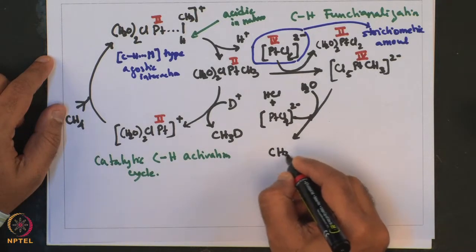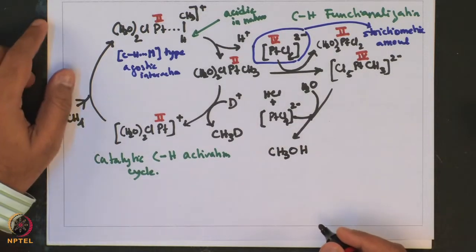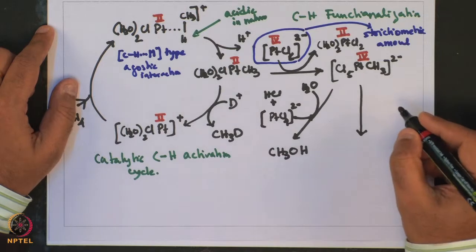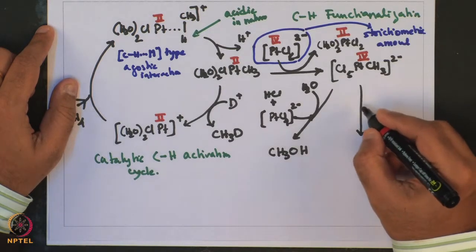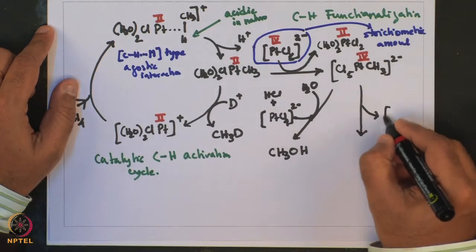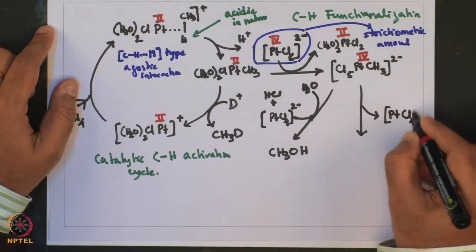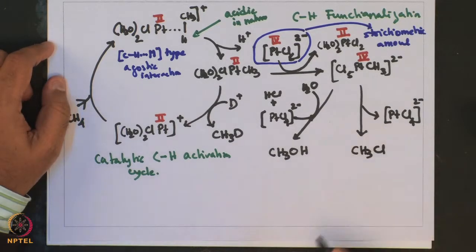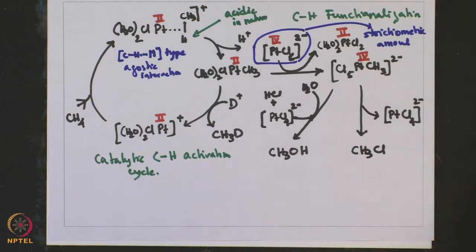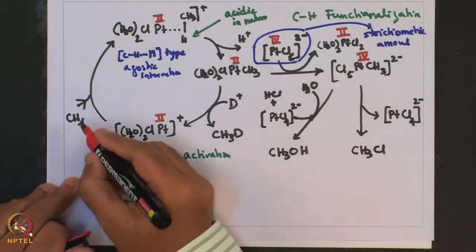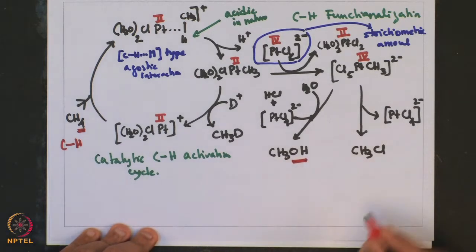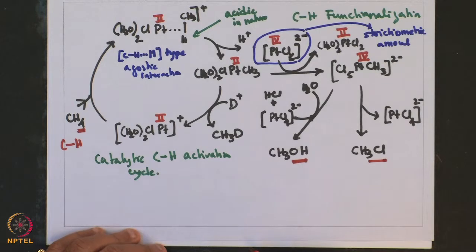methanol, and this platinum 4 compound also decomposes to give a platinum 2 compound along with CH3Cl. So, what is interesting is that the CH bond of methane has produced methanol as well as methyl chloride, which is CH3Cl.